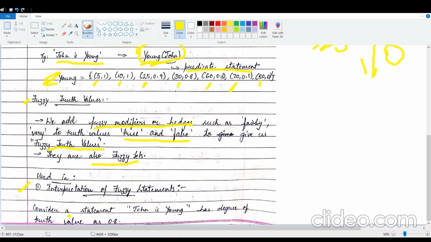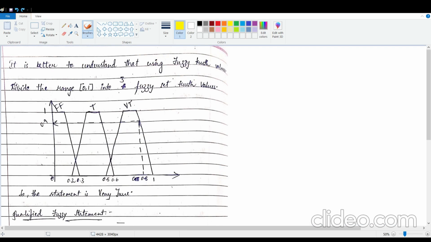Consider a statement that says John is young, and we have 0.8 confidence in it. Now that might sound odd to a person. We definitely would not want to tell another person that John is young has a confidence of 0.8. Instead, we use something like fuzzy truth values. How? Let us try mapping out the membership functions of each of these fuzzy truth value sets.